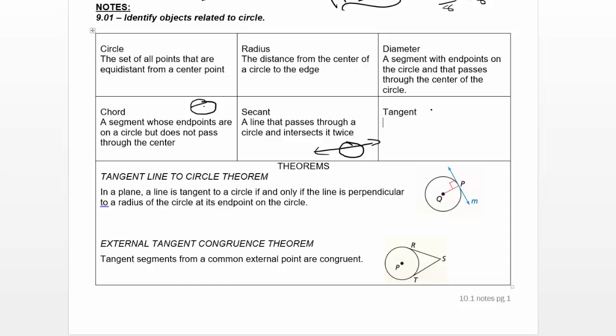A line that is similar to a secant, but instead of hitting a circle twice, hits it once, is called a tangent. That intersects a circle exactly once.